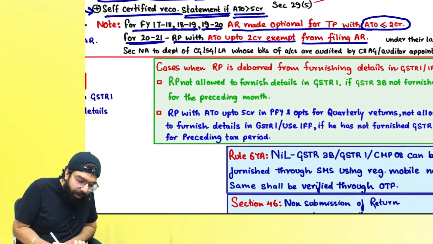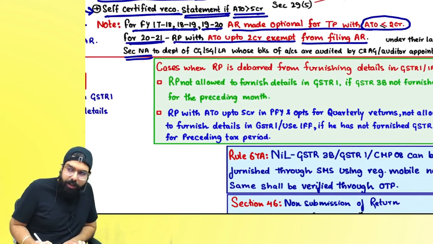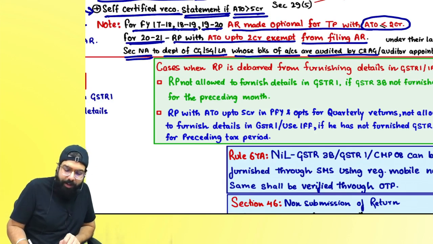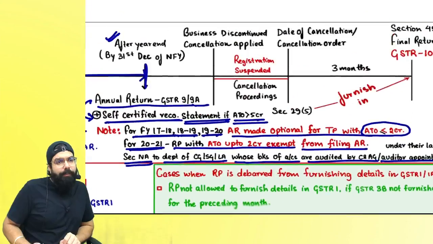Right everyone? And this section of annual return is not applicable to the Department of Central Government, State Government, or local authority, where books of accounts are audited by C&AG or an auditor appointed under their law.